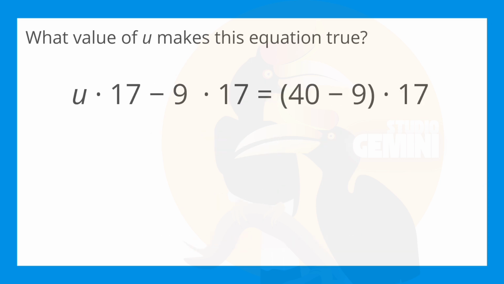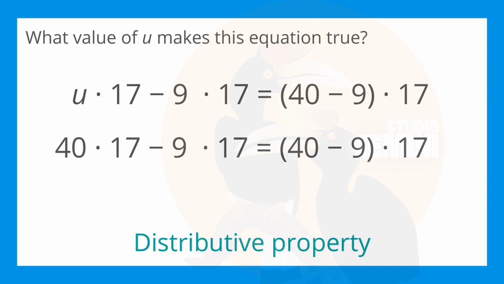One more example. Here we're again trying to find the value of the variable that makes the equation true. This one's a bit tricky, but let's take a look at the numbers. U and 9 are both multiplied by 17 on the left, but I only see one 17 on the right. So we applied the distributive property. We can see now that the 17 gets multiplied by the 40, and then 17 gets multiplied by 9. That allows us to see that both sides are equal, which means u equals 40.